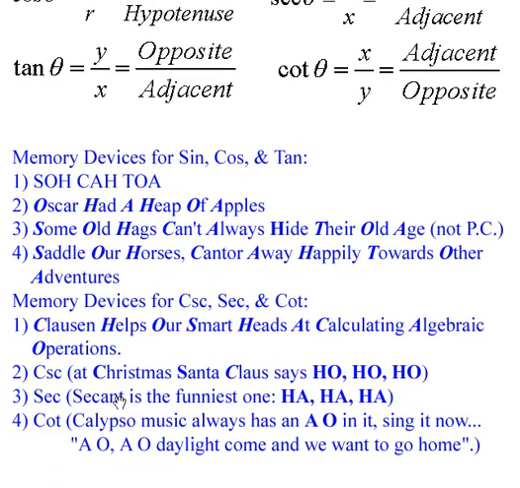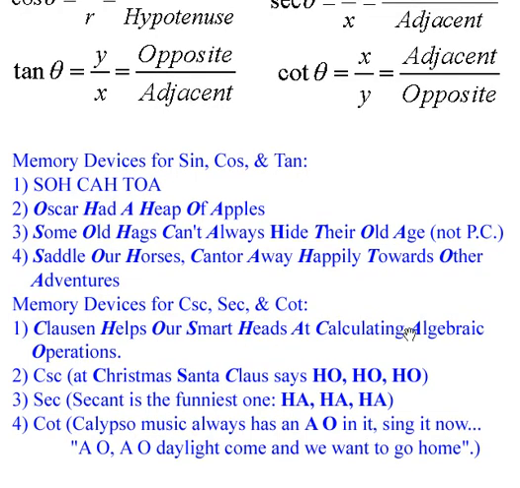For the reciprocals, cosecant, secant, and cotangent, this is one that a student came up with in a contest. For the reciprocals, Clausen helps our smart heads at calculating algebraic operations. So the cosecant is hypotenuse over opposite, the secant is hypotenuse over adjacent, and the cotangent is the adjacent over the opposite.